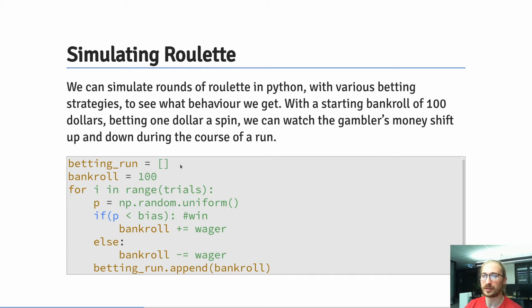So betting_run is basically recording my bankroll as a function of time. It starts at 100. For i in range(trials), where trials is a variable that dictates how many spins of the roulette wheel we're going to simulate, we generate a random number p between 0 and 1. If p is below the bias, in this case 9/19, or about 48%, that counts as a win, in which case my bankroll increases by whatever I wagered. In this case we're wagering $1. Else, the bankroll decreases by whatever my wager was. Then we record my bankroll in the list betting_run and run it again.